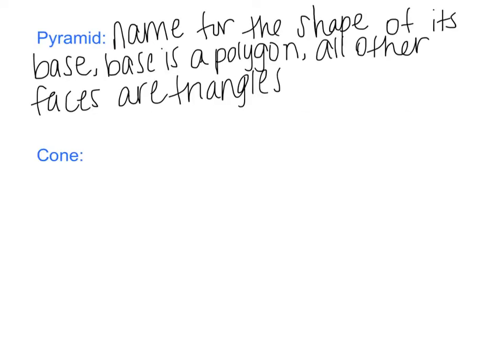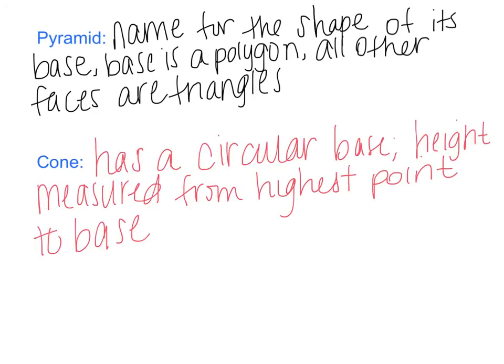Let's start by defining a pyramid. A pyramid is named for the shape of its base, like we said before, and the base is always going to be a polygon. For example, the rectangular pyramid had a rectangular base, and every other face was a triangle. The triangular pyramid had a triangle base, and again, all of the faces were triangles. The second one that we need to get down is the cone, and it's going to have a circular base, as we had said before. It's also good to mention that the height is measured from the highest point to the base.